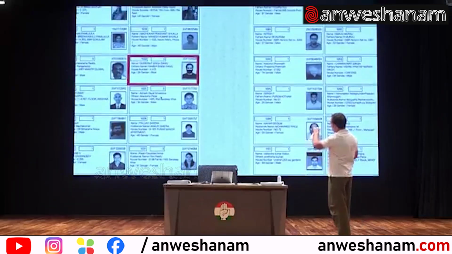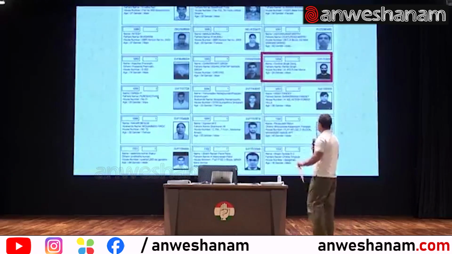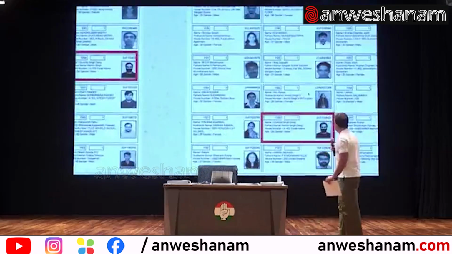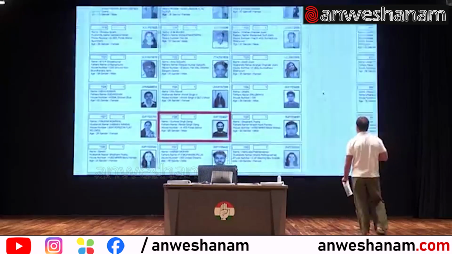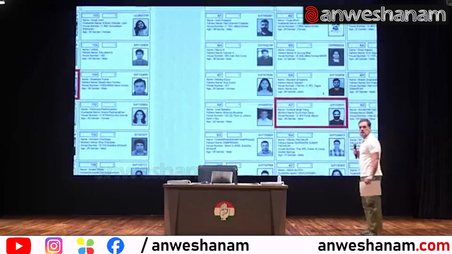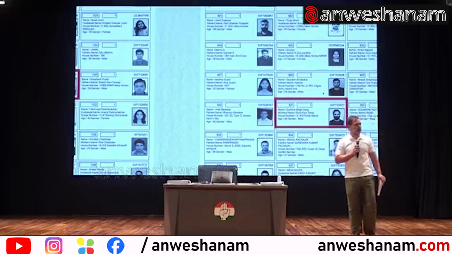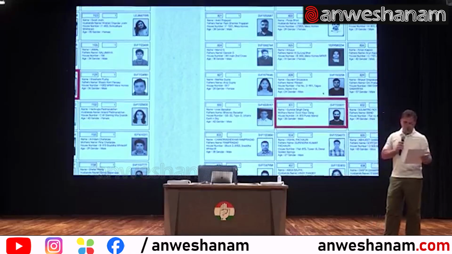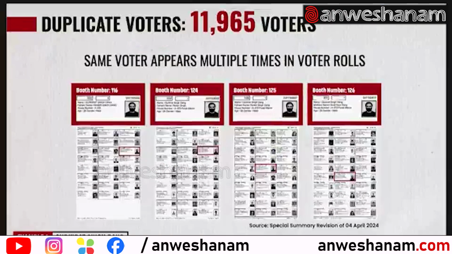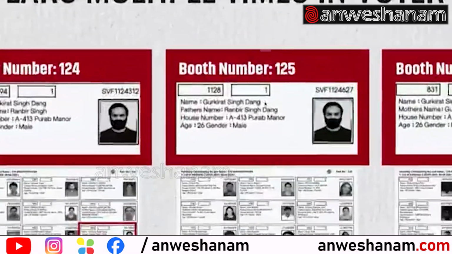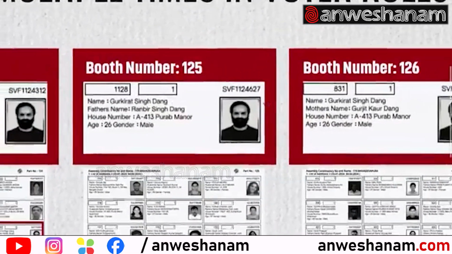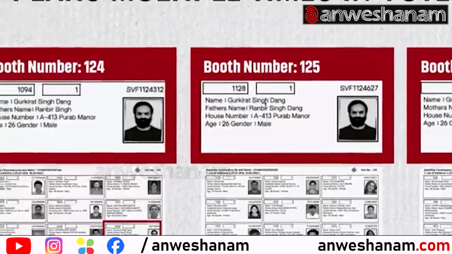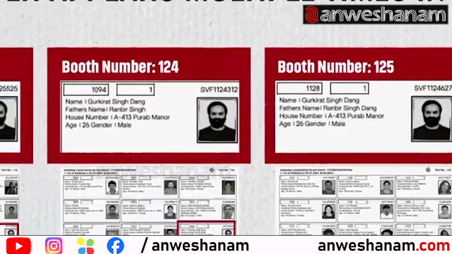Gurkirat Singh Dang appears once, twice, 3 times, 4 times, in 4 different polling booths in the constituency. He is the same name, the same address, the same person, 4 different polling booths. And this is not just one person, this is thousands of people in one assembly.